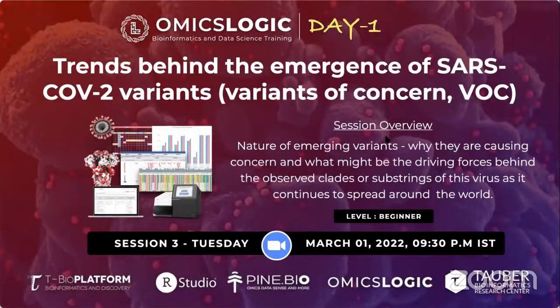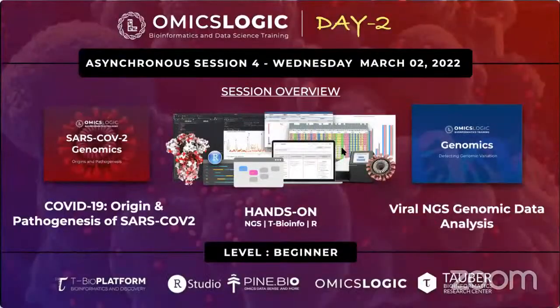After that, we will have another introductory session on the nature of emerging variants, why they are causing concern, and what might be the driving force behind the observed clades or substrains of this virus as it continues to spread around the world. That's the overview. In this session, from a data perspective, we will go to NCBI Virus and look at different strains, and then do analysis on the Bioinfo platform, learning how they differ and how they're emerging, and connecting it to the phylogeny. This is the first session, which is a beginner's day.